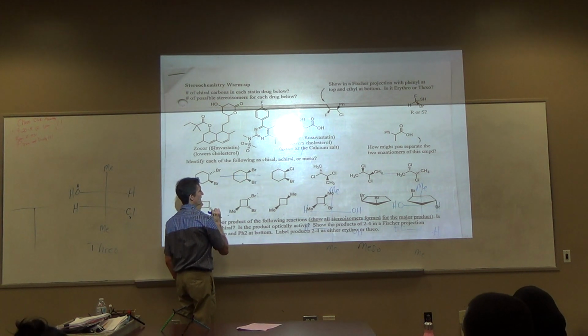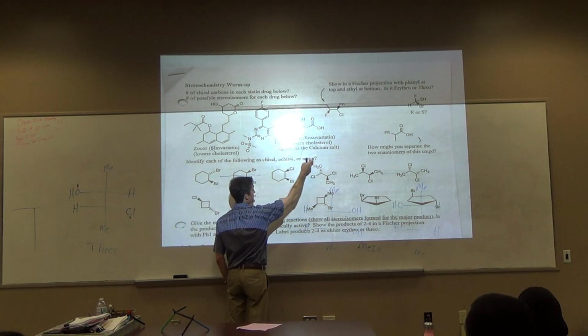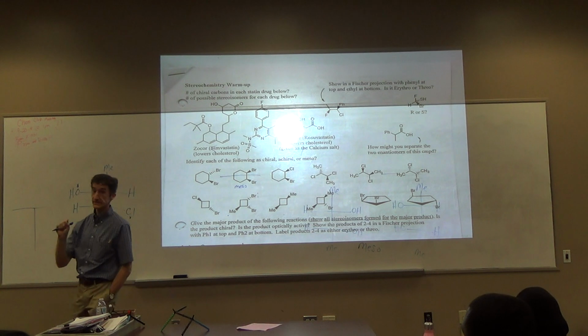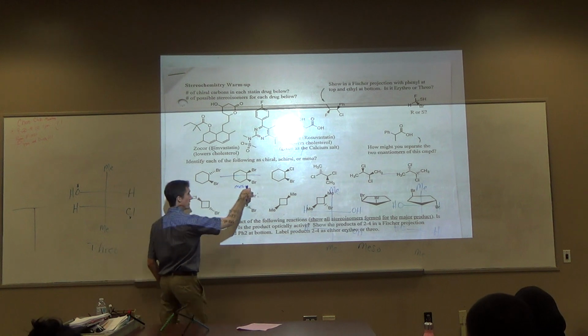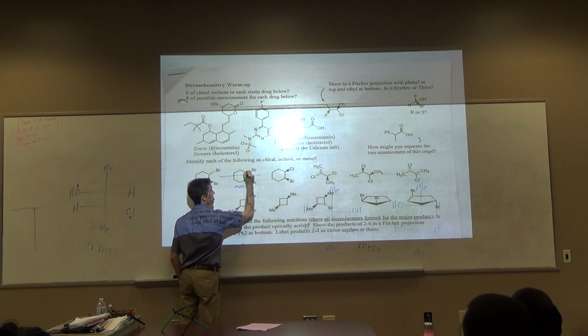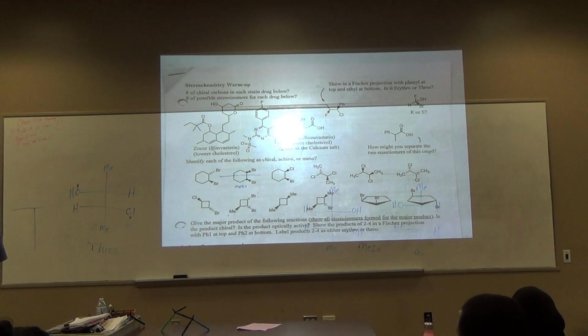What's the answer here? It's actually meso. What's the difference between meso and achiral? Both are achiral, but what does meso mean? Meso means it's not chiral, even though it has chiral carbons. Does this compound have chiral carbons? Yes, it has two. Both of those carbons are chiral. But the compound as a whole is not, because it has a plane of symmetry. And that's what a meso compound is. All right?